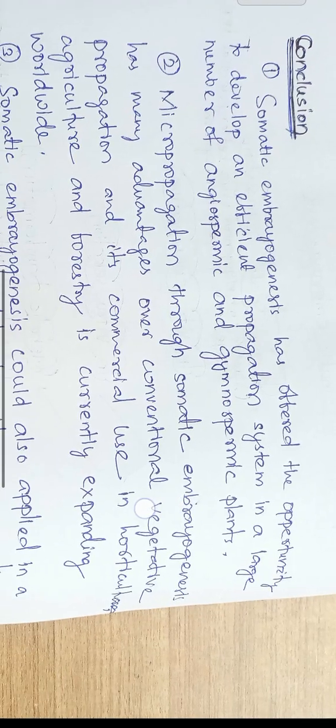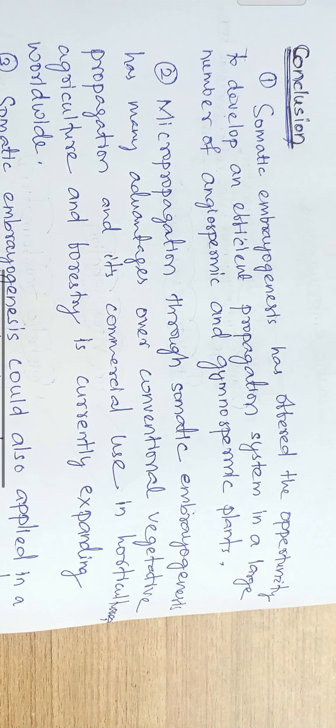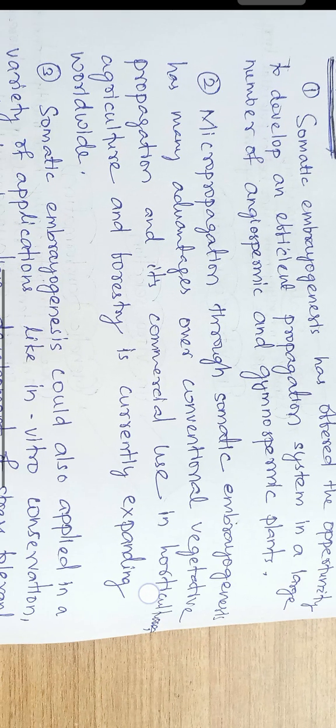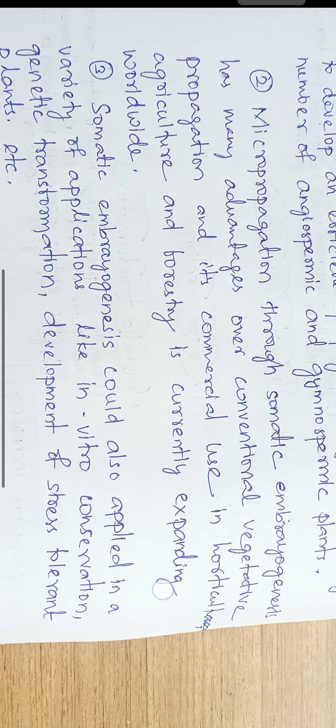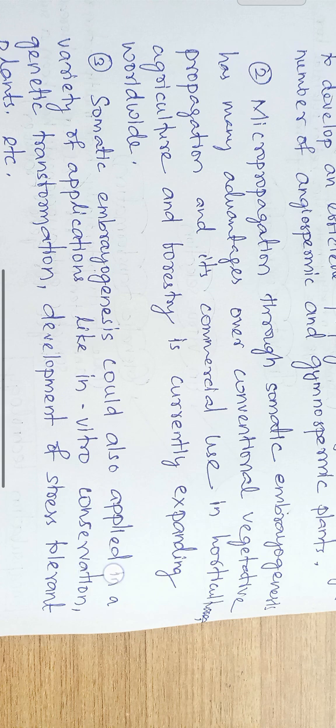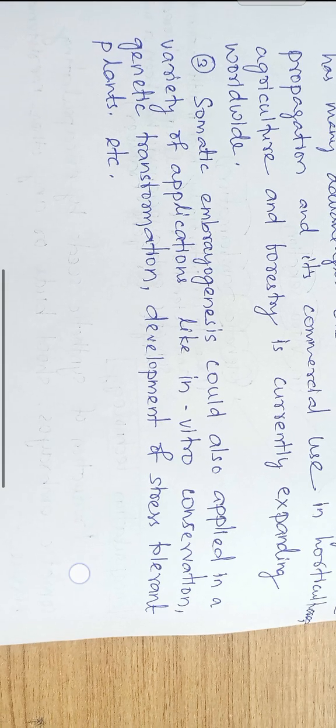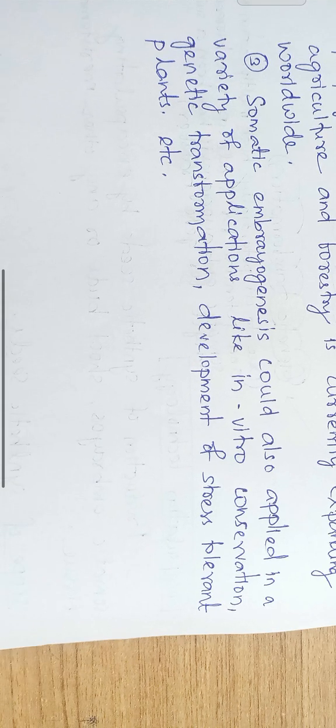Somatic embryogenesis offers an opportunity to develop an efficient propagation system in a large number of angiospermic and gymnospermic plants. Micropropagation through somatic embryogenesis has many advantages over commercial uses, horticulture, agriculture, in vitro conservation, genetic information, etc.